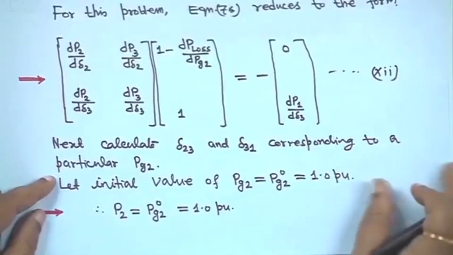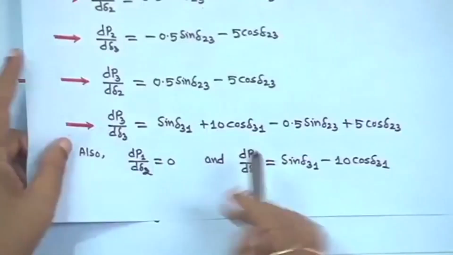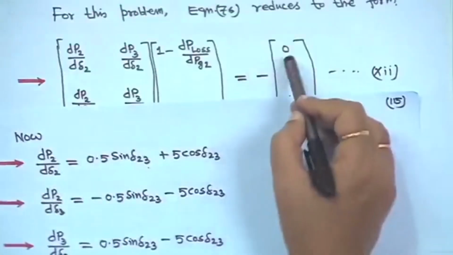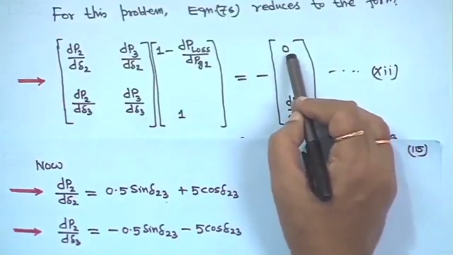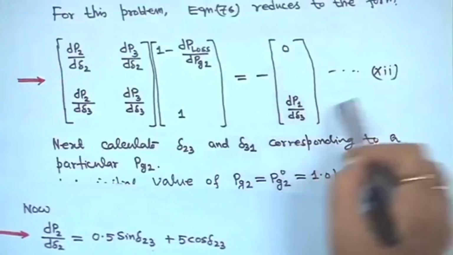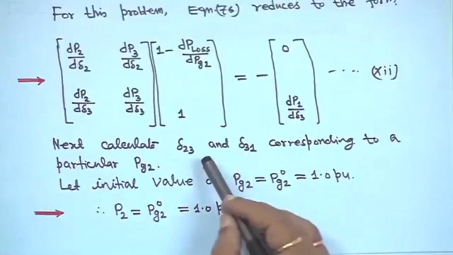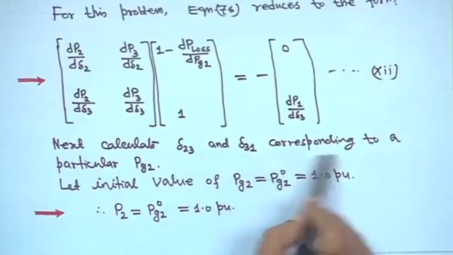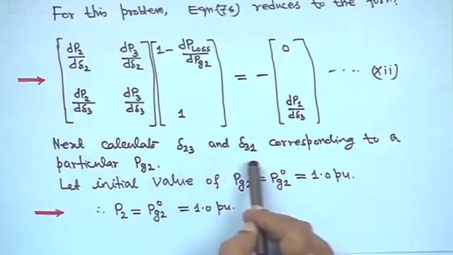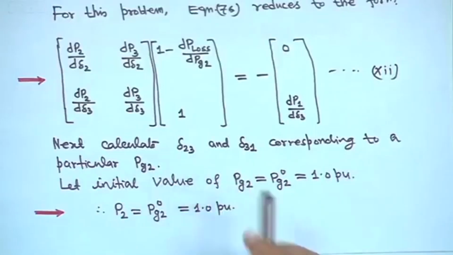Because dP1/dδ2 is equal to 0, but dP1/dδ3 exists, that is why, instead of writing dP1/dδ2 again, we are putting 0 here. This is equation 12, right. Now, next you have to calculate δ23 and δ31 corresponding to a particular Pg2. δ23 means δ2 minus δ3, and this is δ3 minus δ1, corresponding to a particular value of Pg2, right.